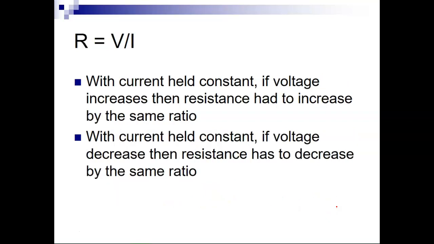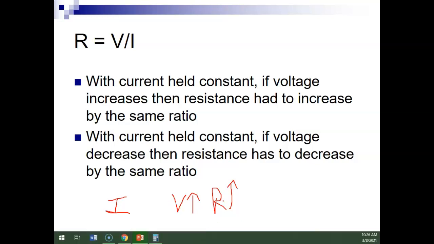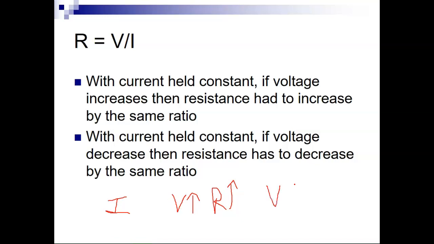So with current constant, if voltage increases, we're going to pull I off here, because the same thing occurs when you have V increase and you want your current to stay the same. Your resistance has to increase by the same measure. So if you double your voltage, you have to double your resistance, or your current will skew out. However, if voltage drops, you need to be dropping your resistance as well, or your current will again do something different.